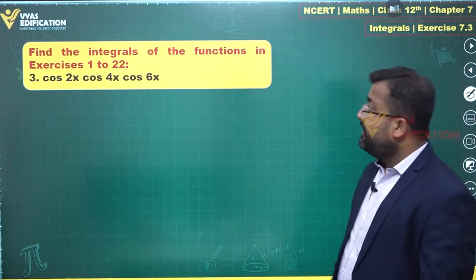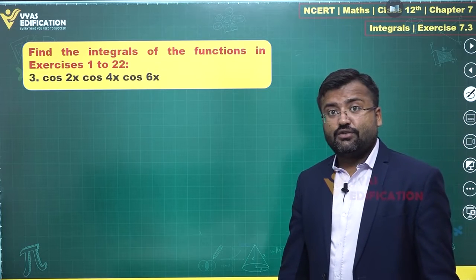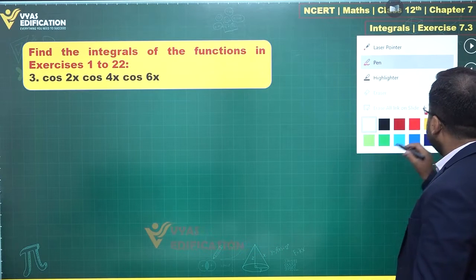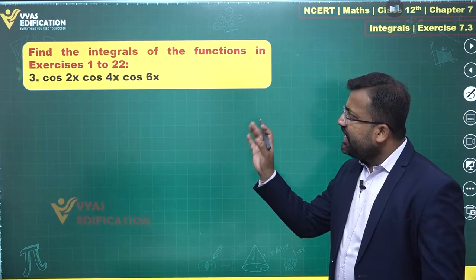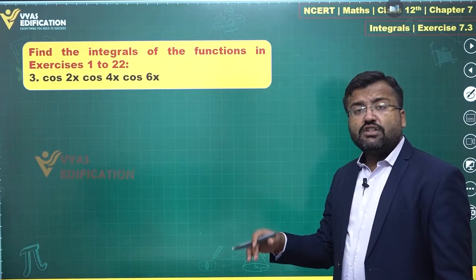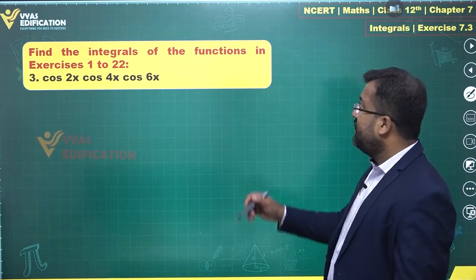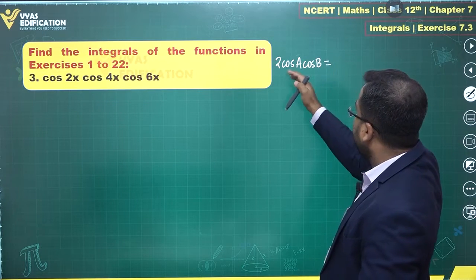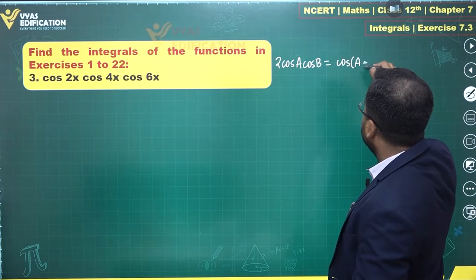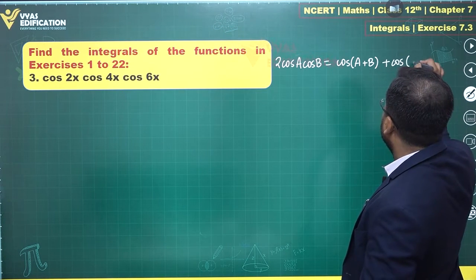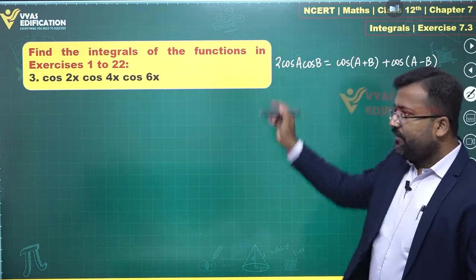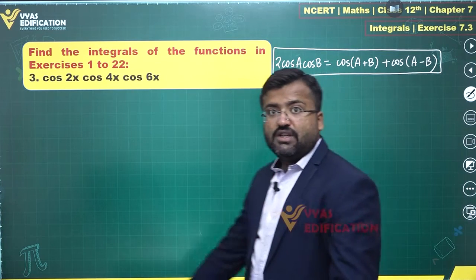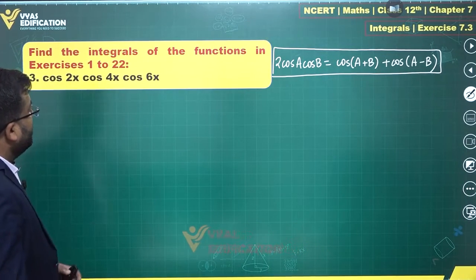In the third question, we have cos 2x, cos 4x, cos 6x. Oh, we have more products over here, right? We have a product of 3 terms. And for solving this, we need one identity which converts cos A cos B into a sum or difference. So for that, I recall that 2 cos A cos B is equal to cos of A plus B plus cos of A minus B. This is what I recall. Right? Using this identity, I can simplify that expression.